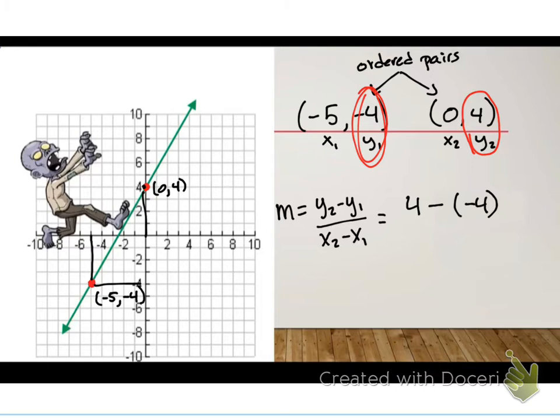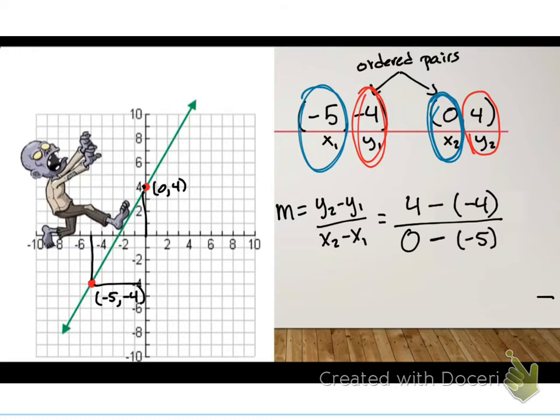Our x2 is going to be this blue 0. So we put our fraction, we have 0, minus an x1, which is going to be this negative 5. So put a negative 5.